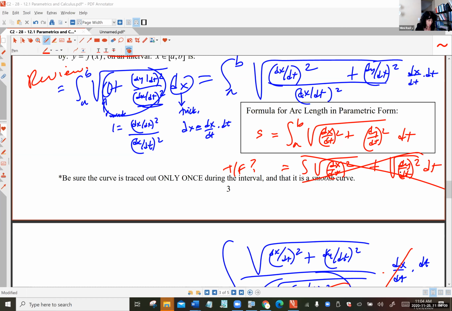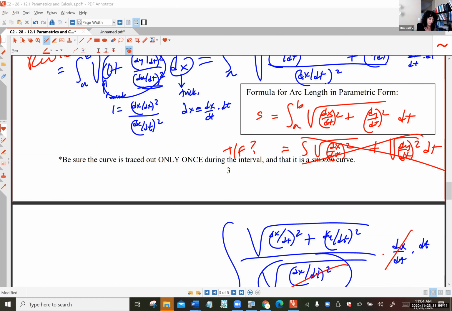Okay? So don't do it. Now, the other little caveat here is that you're only allowed to use this formula on smooth curves. If it's got a cusp or a sharp corner anywhere on your interval, you might get some weird answers, like 0, and you'll get all upset. So be careful that you choose an interval that doesn't contain any sharp corners or cusps.